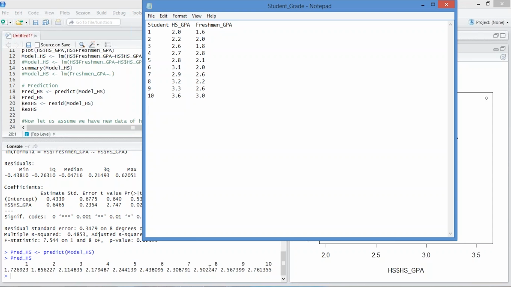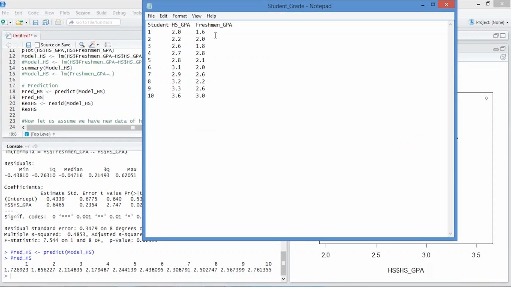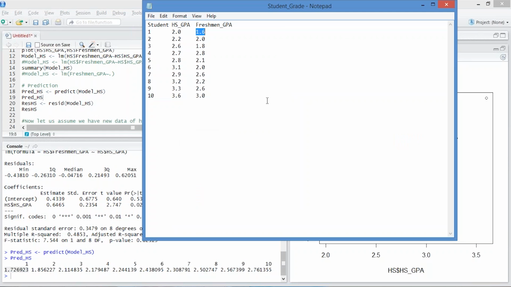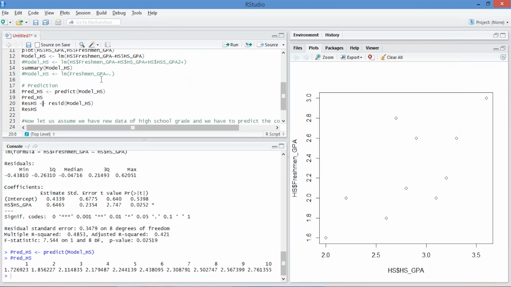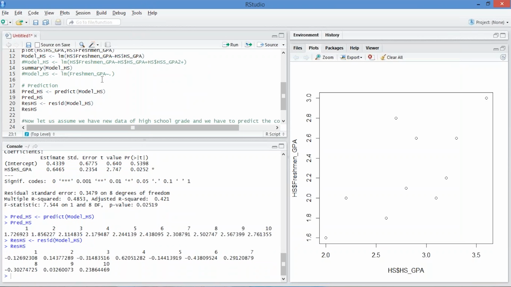So when you have the actual values and the prediction, the next thing is how do I calculate the residual or error for student 1? You can always see this. It is 1.6 minus 1.72, right? This is my residual. If I calculate this, it's minus 0.12. So let's try. If I print this, this is what it's trying to say.